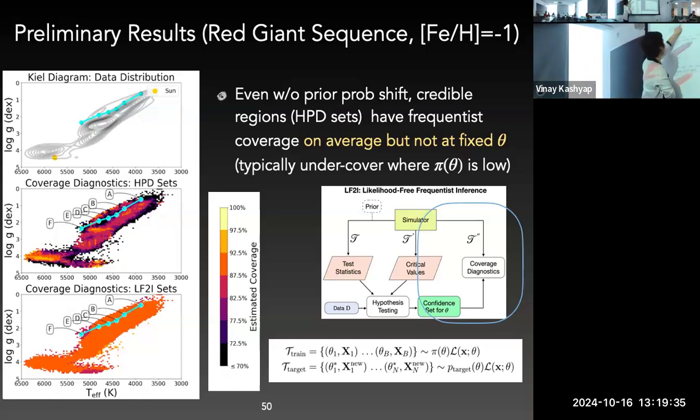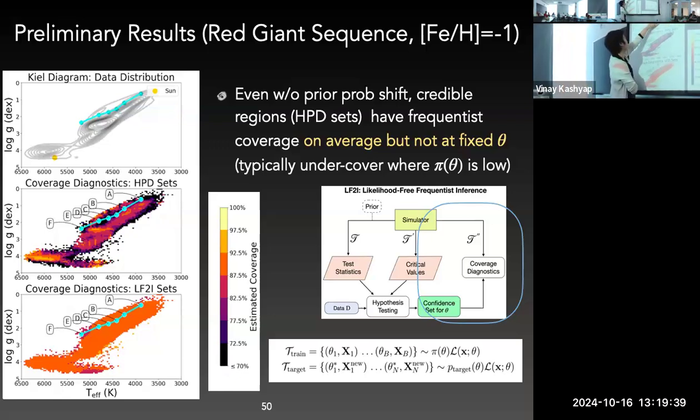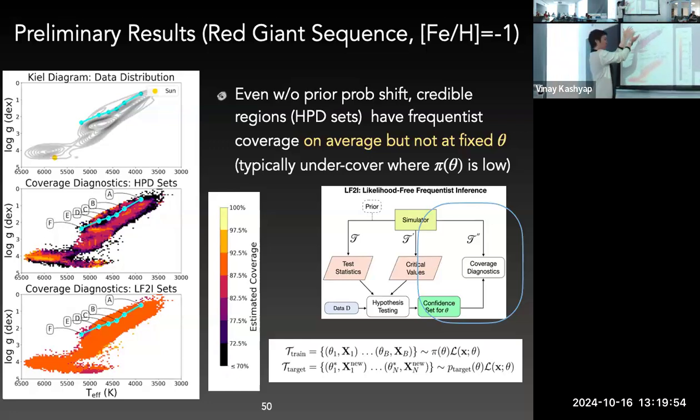Most of the data for Gaia is here. Actually, there's more in the giants for some reason than main sequence data. And we actually undercover: I think it's the 90% credible region in the low density regions. We can see that we have diagnostics, which I think is pretty cool. And here we just frequentize it, and then the coverage is correct.